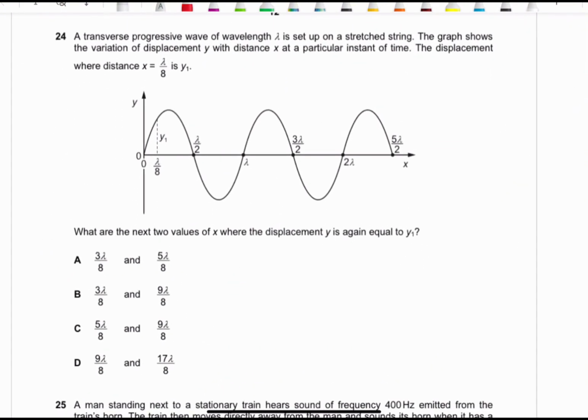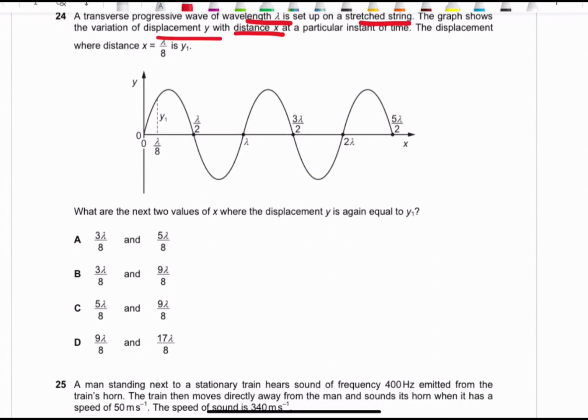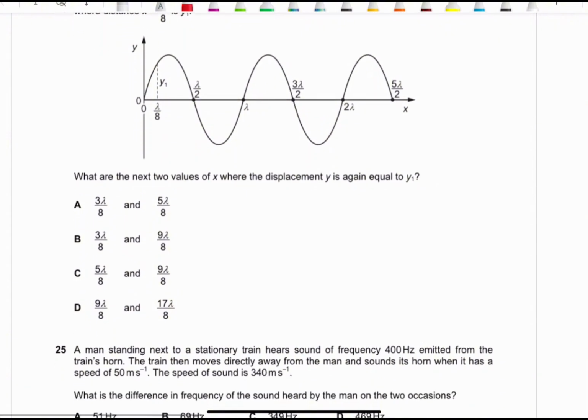A transverse progressive wave of wavelength lambda is set up on a straight string. The graph shows the variation of displacement y with distance x at a particular instant of time. The displacement where x is lambda over 8 is y1. What are the next 2 values of x where the displacement y is again equal to y1?